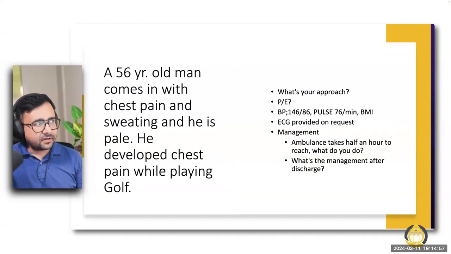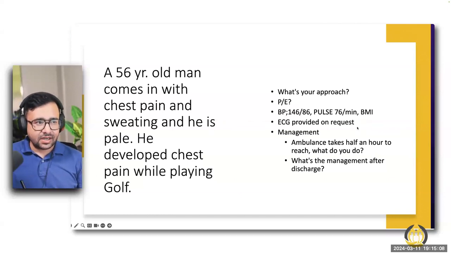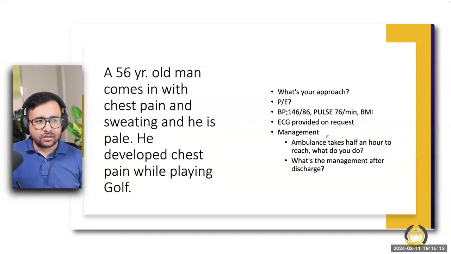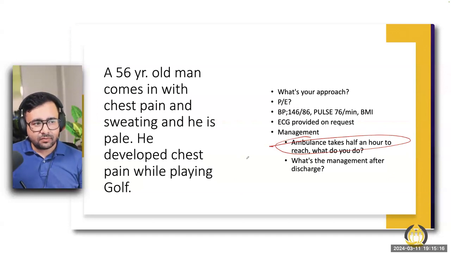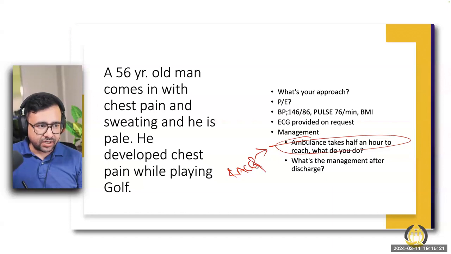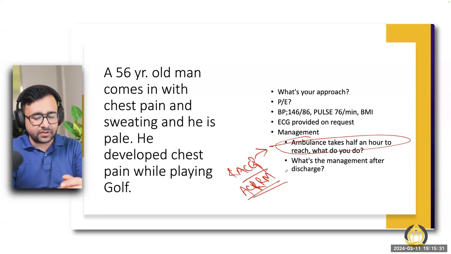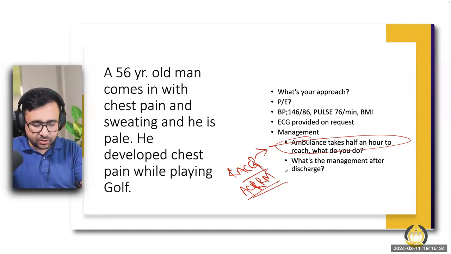So if you see a case of chest pain, how would you start the case? And what are the complications that they give you in the exam? One of the common complications is this: the ambulance takes half an hour to reach. What do you do? This is actually the RSCGP question. This is a very common question in RSCGP as well as ACRM. I don't know much about ACRM because I am not that familiar with their format, and I know that not that many people are preparing for ACRM these days, as they have a dismal passing rate.